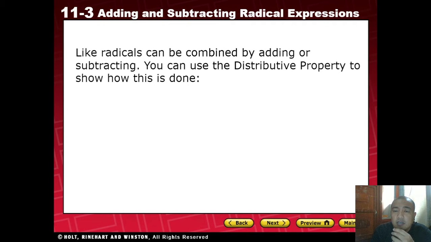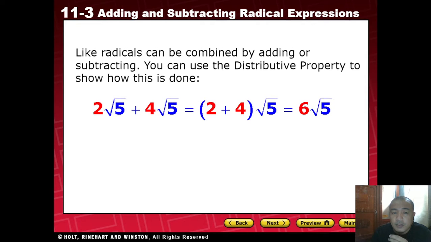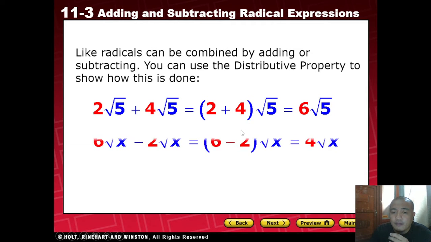Like radicals can be combined by adding or subtracting. You can use the distributive property to show how this is done. For example, 2 square root of 5 plus 4 square root of 5. These two addends are like radicals. They have the same radicands and the same index. So we'll just add their coefficients 2 and 4. 2 plus 4 is 6 square root of 5.